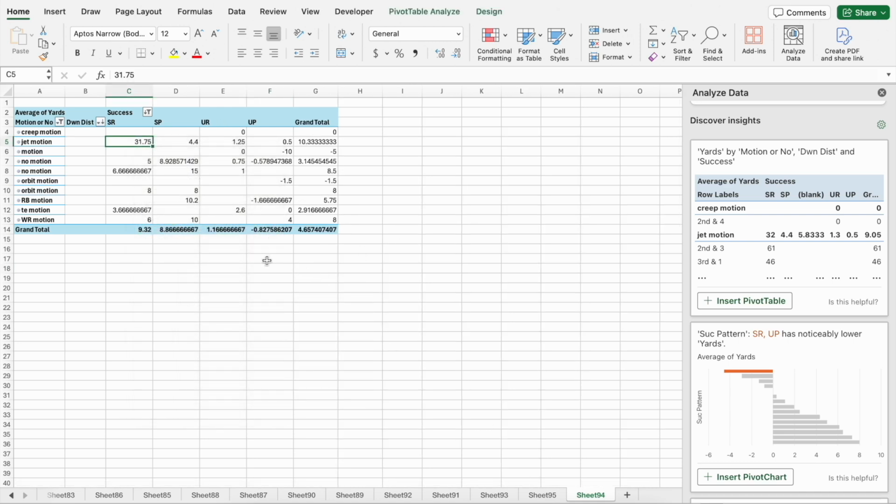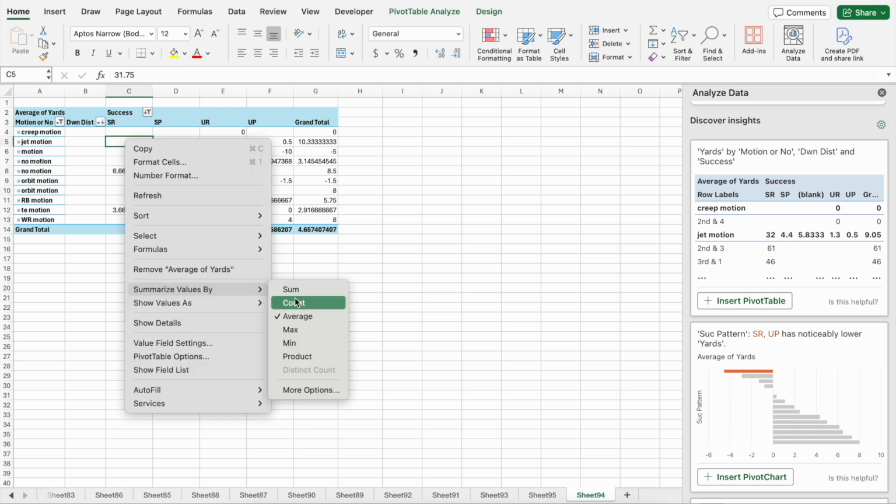Here's the breakdown of the average amount of yards considering motion and success rate. The jet motion and success rate have the highest average yards. For successful pass, no motion is highest, followed by running back motion, wide receiver motion, and orbit motion. For successful run, the next would be orbit motion, followed by no motion, followed by wide receiver motion. Changes to count.